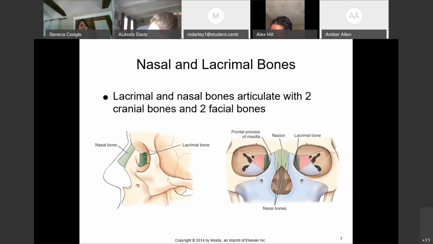Of course, I would know the lacrimal articulations. Those cranial bones are the frontal and ethmoid, which you can clearly see there how close they are to the ethmoid. Two facial bones, the maxilla and the inferior nasal concha. And the nasal articulates with two cranial bones, ethmoid and frontal too, and the maxilla and adjacent nasal bones. So you have two little nasal bones in there.